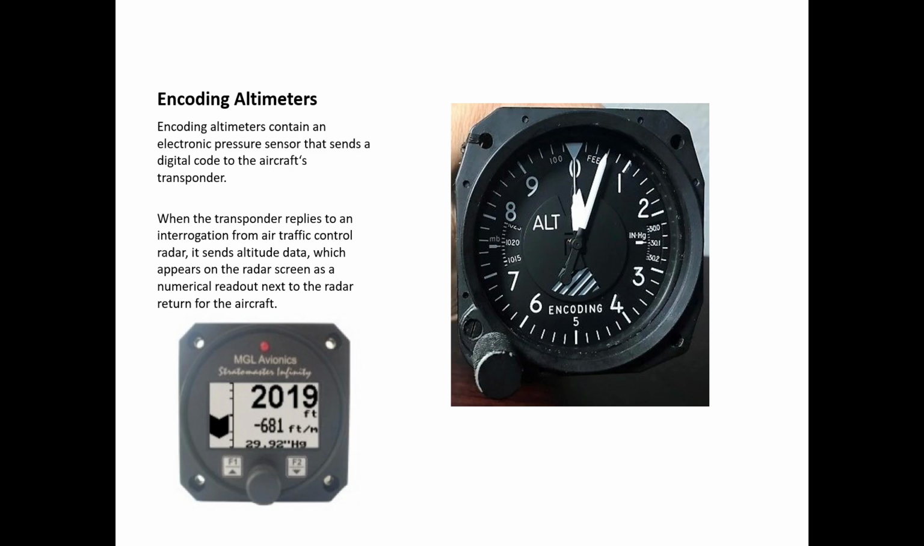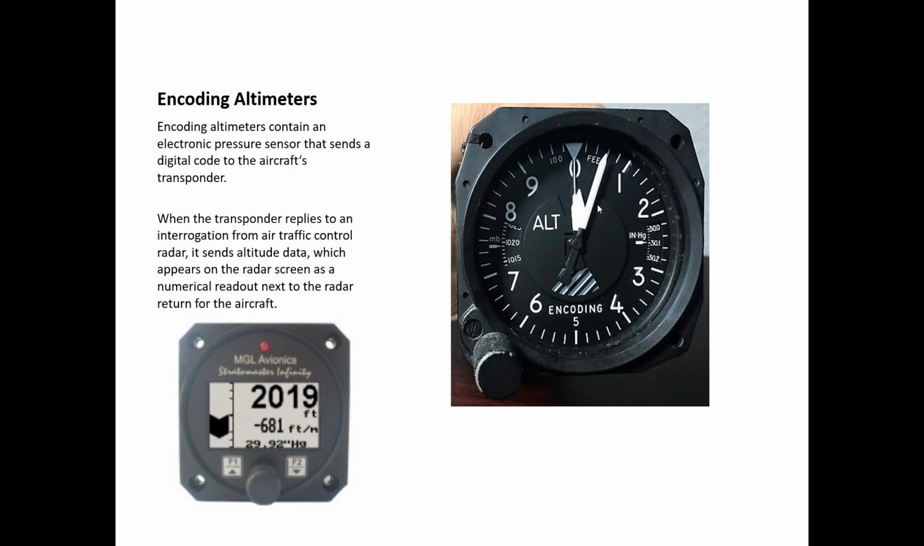Encoding altimeters, they're usually in connection with your transponder, your communications with air traffic control. Not only will it take a ping off what your position is, but there's also a code sent which will indicate to the air traffic control what actual altitude you're at, through the aircraft's transponder. When the transponder replies to an interrogation from air traffic radar, it also sends altitude data.